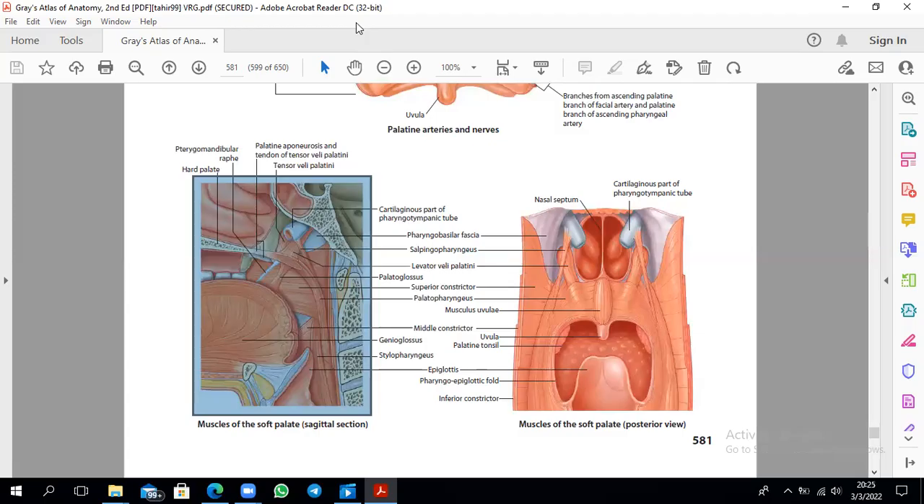Then I skipped origin and insertion. I don't really want to bore you with that, but just remember, levator palati inserts onto the palatine aponeurosis, and it originates from the auditory tube. Tensor palati also originates from the auditory tube, the cartilaginous part of the auditory tube for both. So that's just about it. Pleasant viewing.